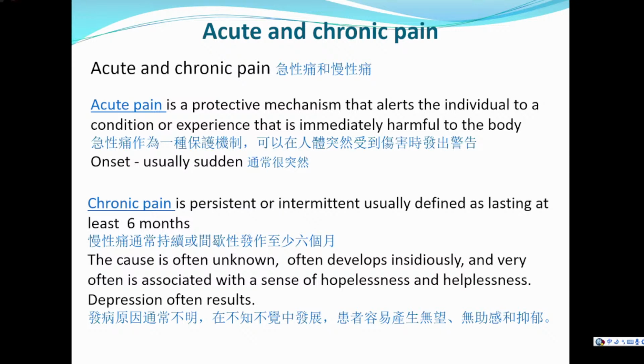Chronic pain is persistent and could be intermittent, lasting over, by definition, 6 months. However, in certain diseases, like lower back pain, it is considered 3 months. If you have 3 months of lower back pain, it is considered chronic lower back pain. So chronic pain develops gradually.